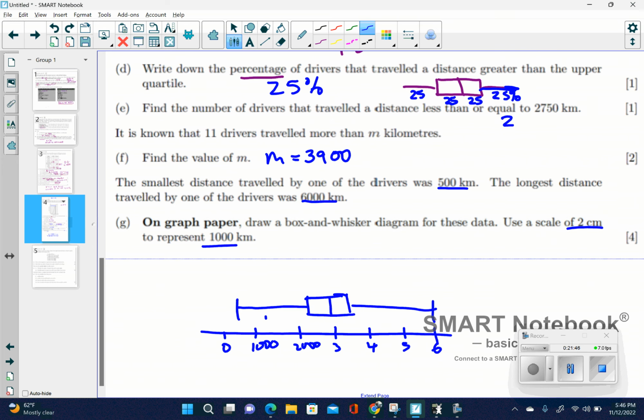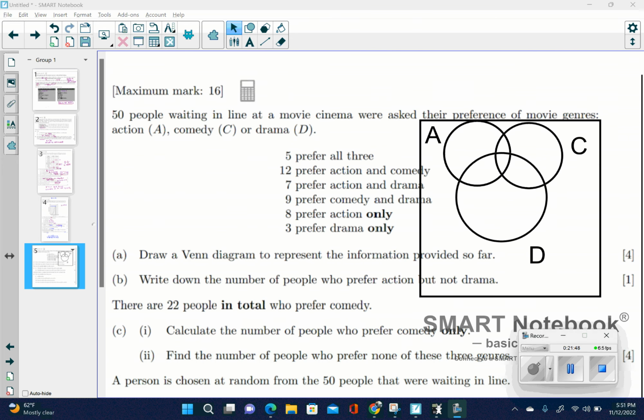All right, almost done. So what did they tell us? They tell us that 3 prefer drama only. So 3 prefer drama only. 8 prefer action only, so 8 goes there. 5 prefer all 3, so I know that 5 goes here. 9 prefer comedy and drama. So comedy and drama is right here. That's 9 altogether, so 9 minus this 5 is going to be 4. So that's 4 remaining. There's a 5 here, there's a 4 here. So I dealt with that.